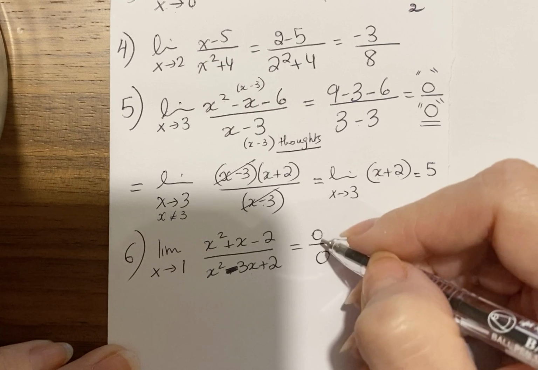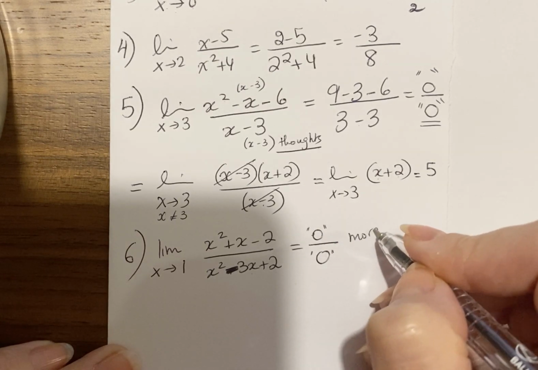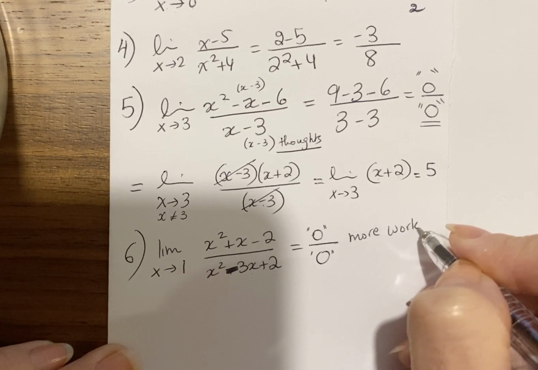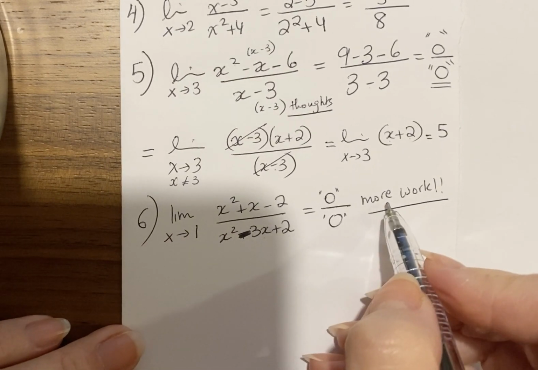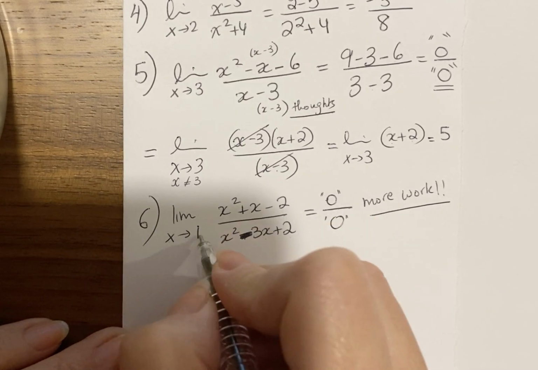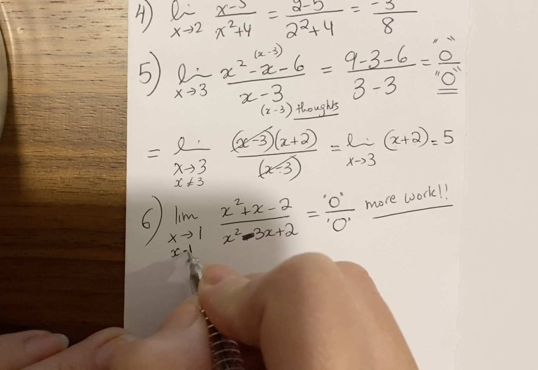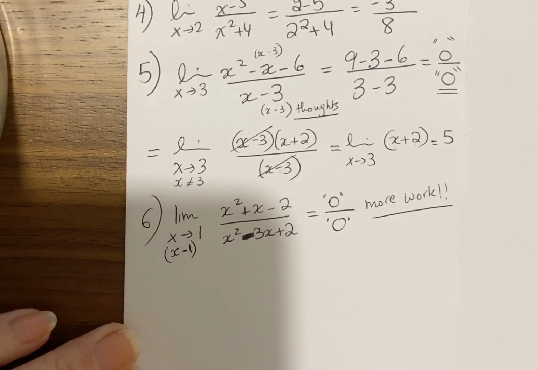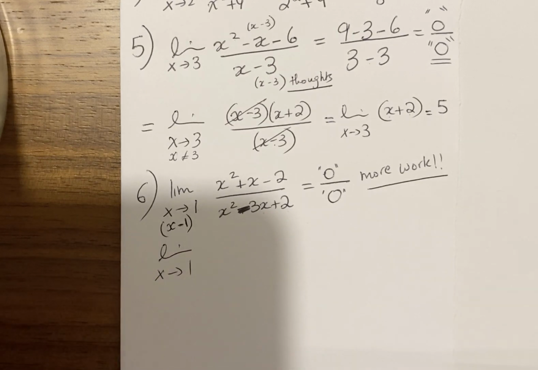The moment I see this is the moment I need to have another look and do more work to see if things can be fixed. What is the more work? When I substituted 1 up and down, I got 0 over 0. This means there is a term of x minus 1 hiding up and down. I just need to find it. I need to uncover it.